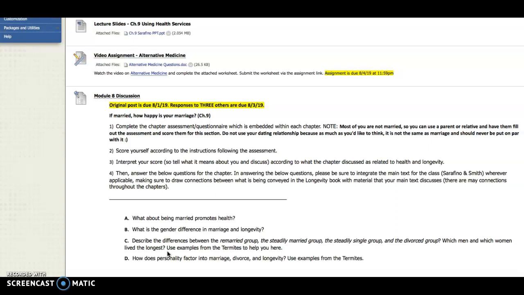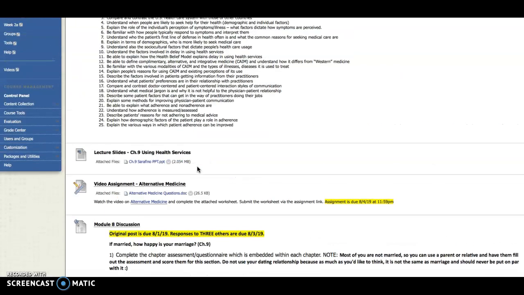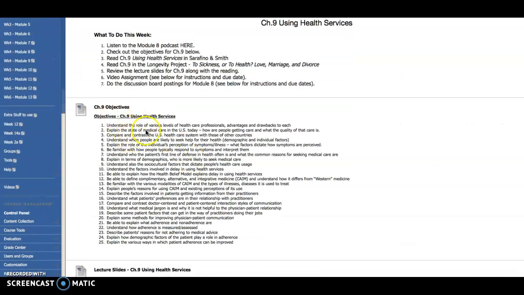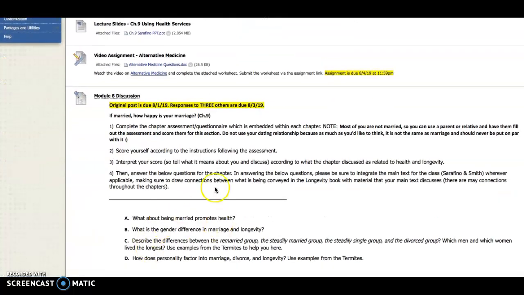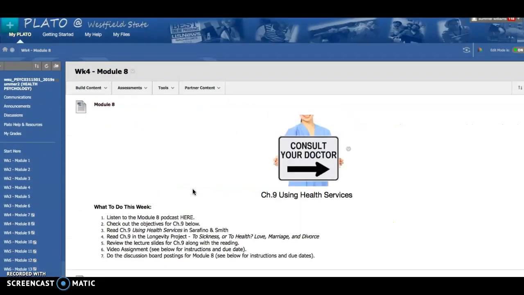Don't forget to integrate in the main chapter, Chapter 9. There might be some stuff here that relates to what you read here. And so you want to be able to use that as support anytime that you can in your writing. And that will conclude Module 8.